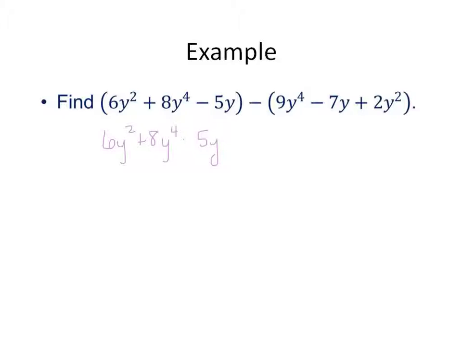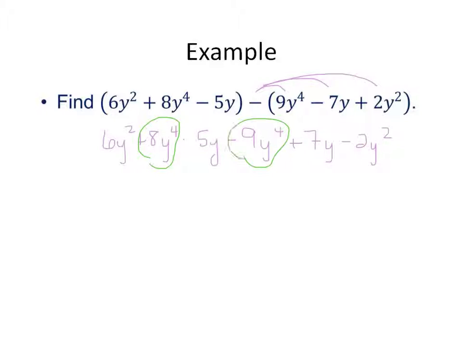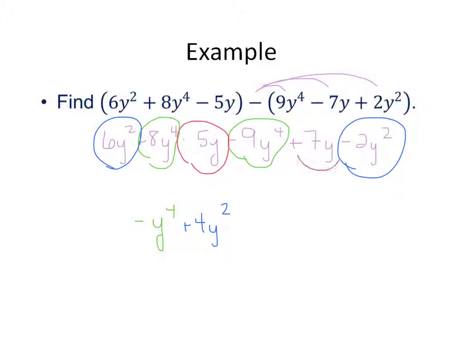And then what I'm going to do is I'm going to distribute this minus sign into the second one, and that's just going to change all my signs. So negative 9y to the 4th plus 7y minus 2y squared. And from here, combining like terms, going in descending order with our y to the 4ths first, that's going to give us a negative y to the 4th. And then my y squareds. And those are going to give us a positive 4y squared. And then our y's, and that's going to give us a positive 2y, and there's our answer.